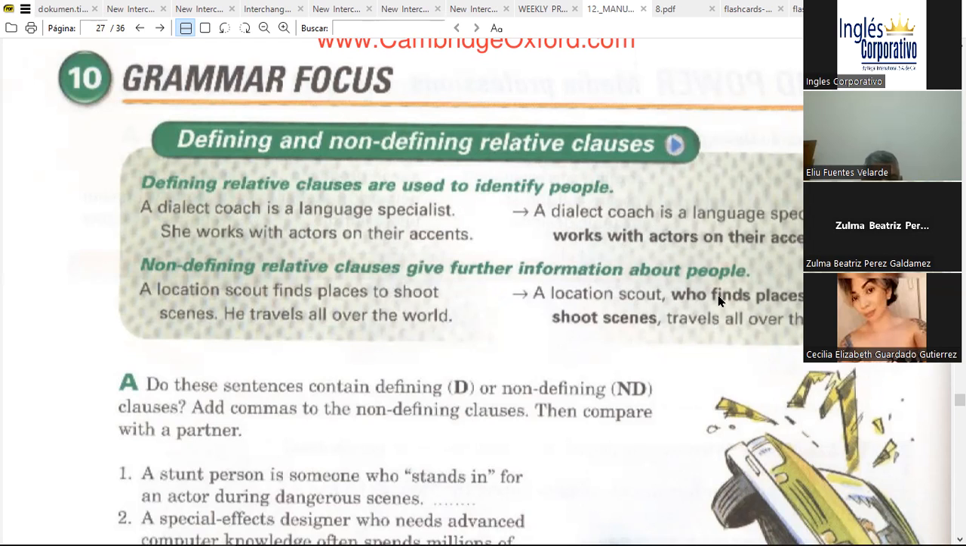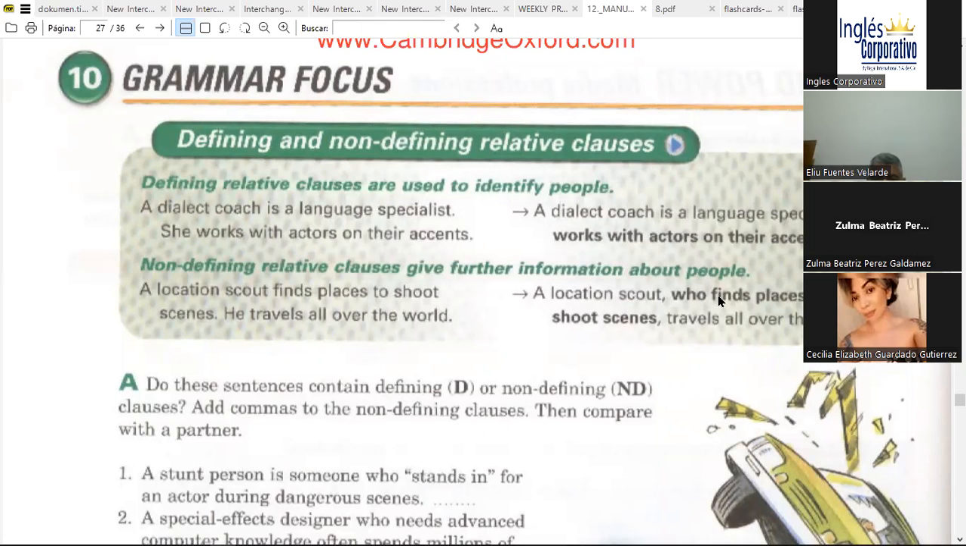¿Cómo yo puedo relacionar, teacher, esto con lo que yo hago dentro de la oración? Well, what I can do is say the word defining, porque la misma palabra dice defining, o sea, está definiendo qué es eso. Entonces, if you see, what I'm doing is defining what a dialect coach does, right? So who is a dialect coach? A dialect coach is a language specialist who works with actors on accents, right? So in that case, we have a definition. We're defining, estamos definiendo qué es eso.